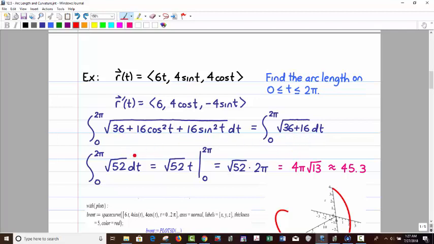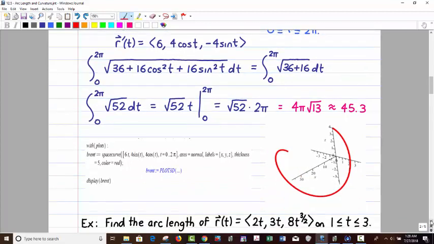So it's the square root of 52 dt, and the antiderivative of dt would be t. So it's the square root of 52 t, from 0 to 2 pi. So that's the correct answer, and I went ahead and reduced the square root of 52 just for the heck of it. It's 2 square root of 13, so that makes it 4 pi square root of 13. But there's nothing really wrong with this answer either. Then I got a decimal answer just to show you. So evidently that thing stretches out roughly 45.3 units.